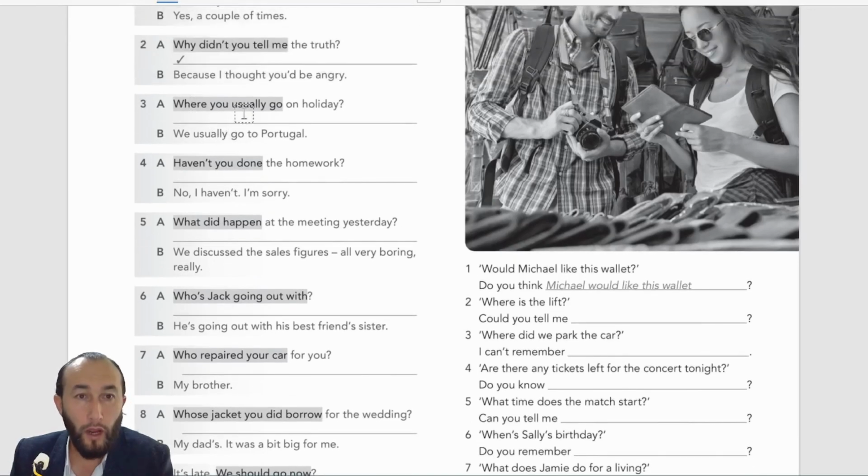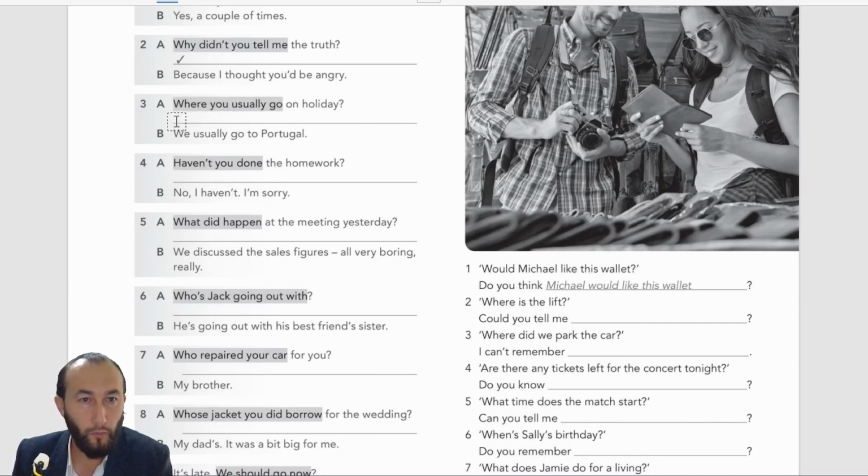Question 3. Where you usually go on holiday. That's also problematic, guys. First of all, that is a present simple question. When you see usually, sometimes, never, that's a present simple question. And to make a present simple question, we use do or does. We're going to put the question word, and then we say do, and then you usually go.